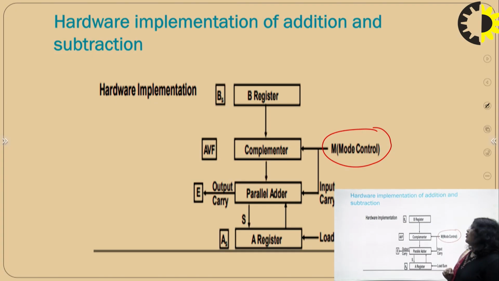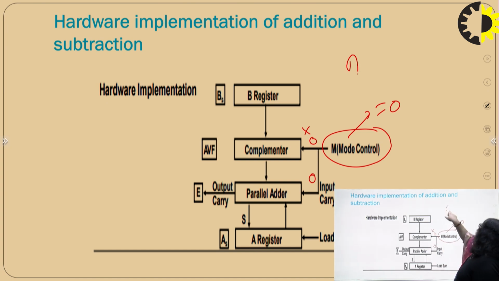What is the meaning of mode? This mode controls whether we do the addition or the subtraction. If the mode value is 0, that means the complementer is not working. Because this 0 value goes to the complementer, the complementer is not in the working state at this time, and the B input goes directly to the parallel adder.